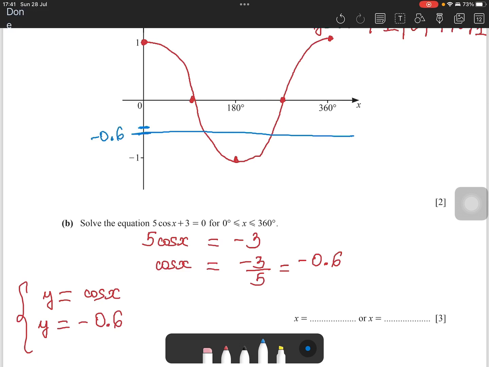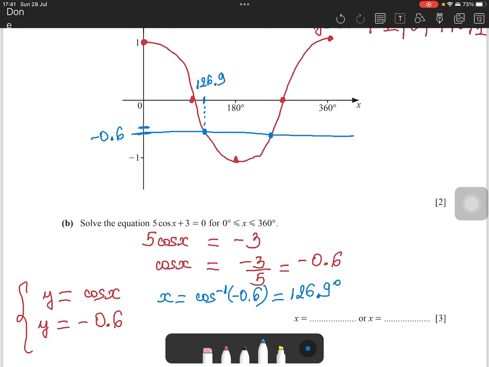Negative 0.6. So this blue line cuts the graph at 2 points. The first point is here. To find the first point, we need to find the inverse of cos of negative 0.6, which is 126.9 degrees. So the first one is 126.9.